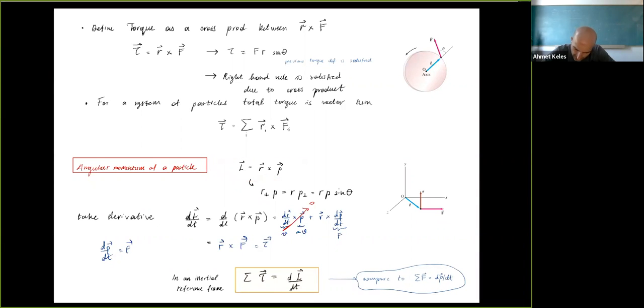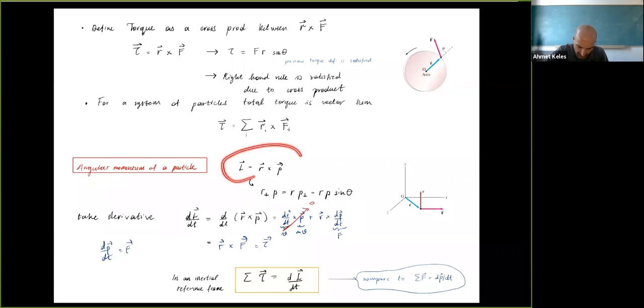There's some R. There's some, I don't know, some direction P. Then if you take their cross product, you get angular momentum. And you can define it like this, either R perpendicular times P or R times P perpendicular, which is the same thing. So it's basically PR sine theta.